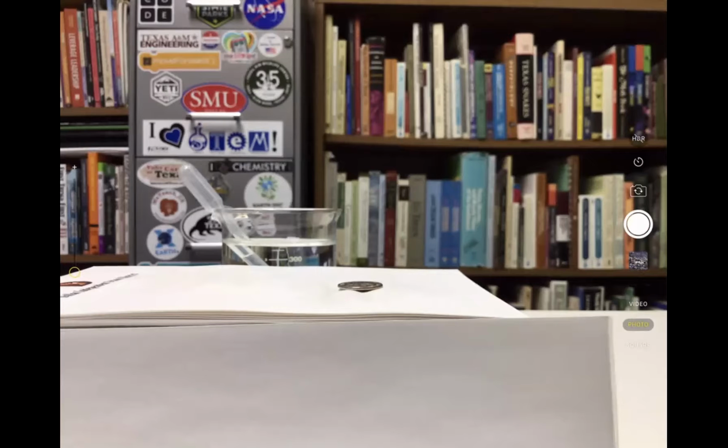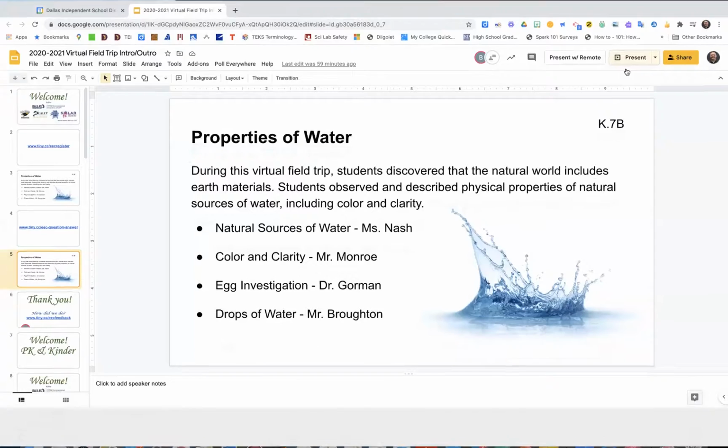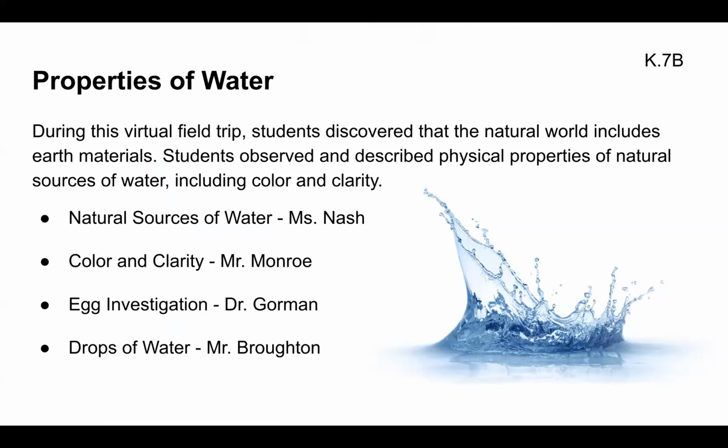All right, so now let me stop sharing this screen and I'm going to go back to my other screen here. And we're going to do a quick recap of what we did today. So today's field trip was about properties of water. During this virtual field trip, students discovered that the natural world includes earth materials. Students observed and described physical properties of natural sources of water, including color and clarity.